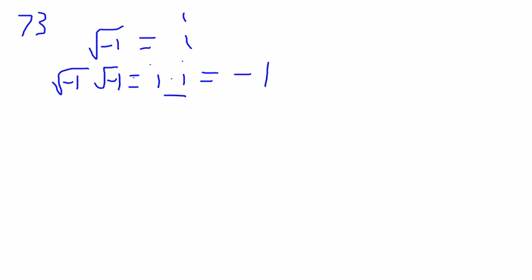Okay, so i squared would be negative 1. You can write that out: i squared equals negative 1. And we can see that it has to be negative 1 because the square root of a number times the square root of a number is going to equal that number.